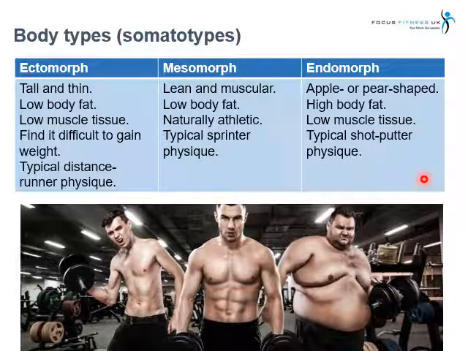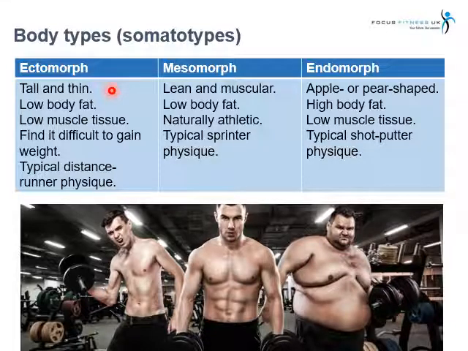If we just focus on body types for a minute, there are three main body types we talk about, but there are people in the middle. Generally we talk about ectomorphs, mesomorphs and endomorphs. Ectomorphs tend to be not always tall, but generally lean. They tend to have low body fat and a relatively low amount of muscle tissue. They often find it difficult to gain either muscle or fat. They may be a distance runner or similar, but it's just an ectomorphic body shape.